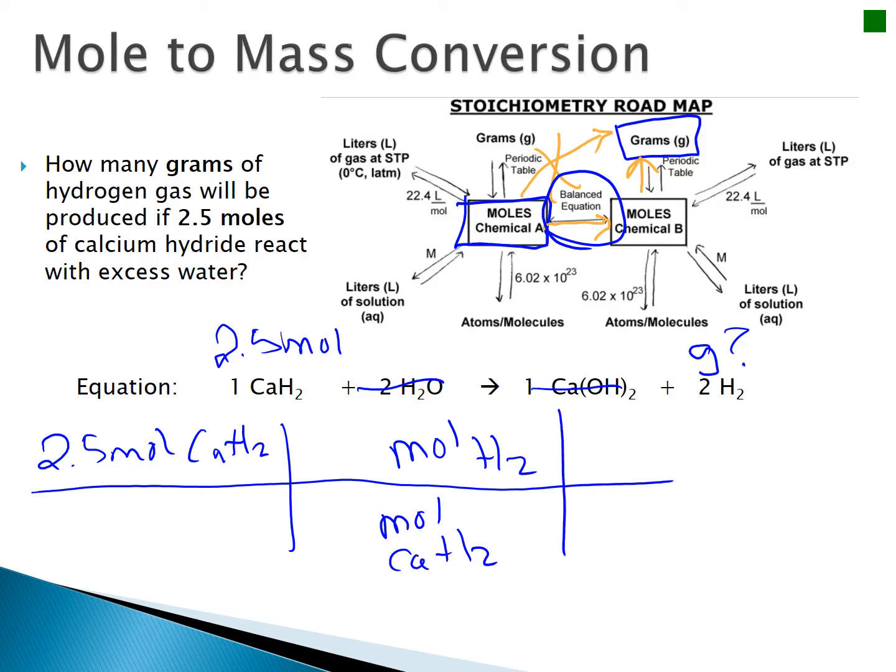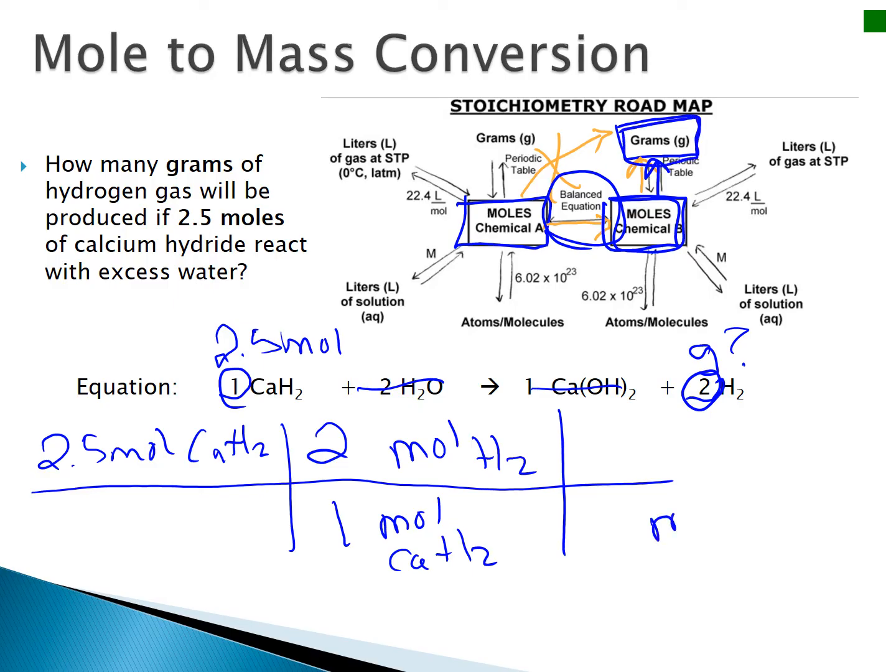Where did I get those numbers? I'm going to look for my coefficients and use my molar ratio to do that. The molar ratio for this is 1 mole of CaH2 for every 2 moles of H2. Now I'm ready to go to my grams, because I'm not done yet. I'm still at moles of chemical B and I need to get to grams of chemical B.